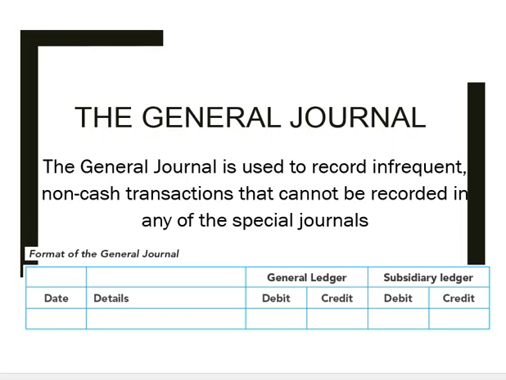The General Journal is used to record infrequent, non-cash transactions that cannot be recorded in any of the special journals. So just to remind you, the special journals are the cash receipts and cash payments journals and the credit sales and credit purchases journals. Now, all cash transactions, cash is cash is cash. It has to be recorded. Doesn't matter what it is for. If it is coming into the business, it is our cash receipts journal. If it is going out of the business, it is our cash payments journal.